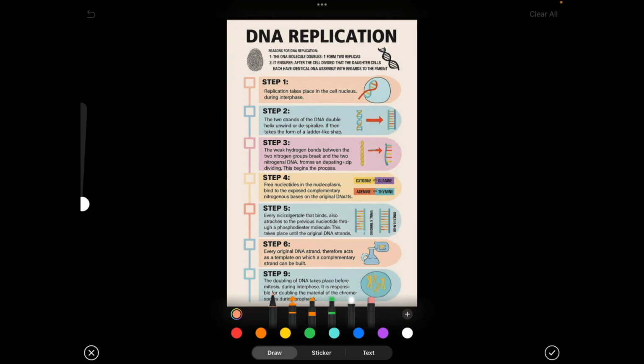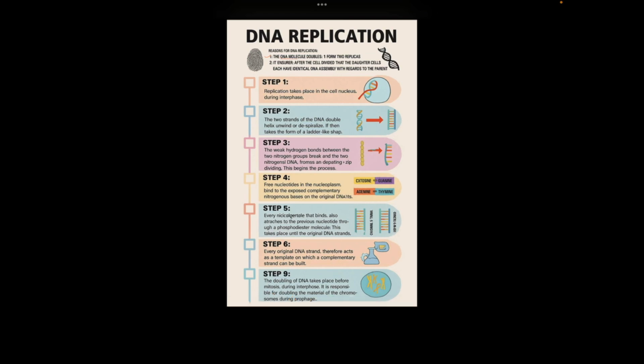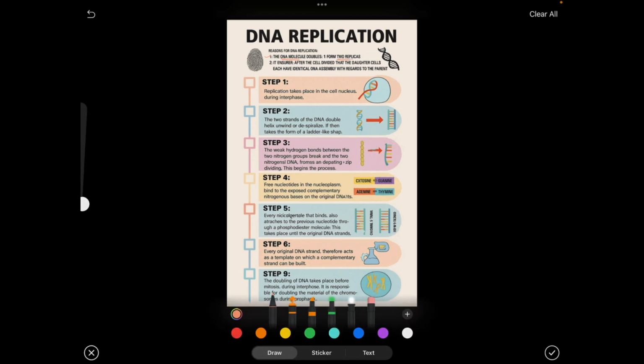Before we begin, let us quickly know why DNA replication is necessary. First of all, the DNA molecule doubles. So one DNA molecule can have two identical replicas. One DNA molecule should have two replicas. So that is why the replication occurs.